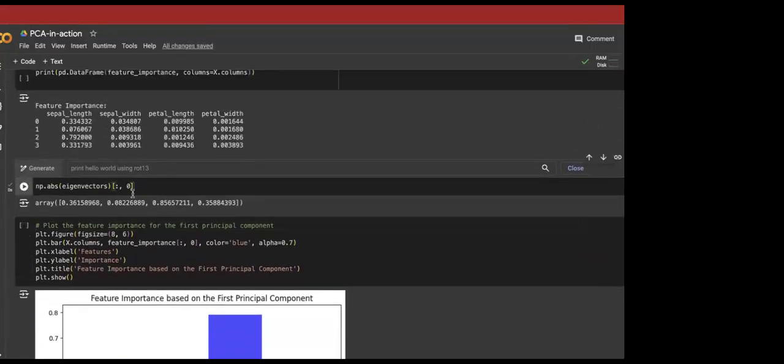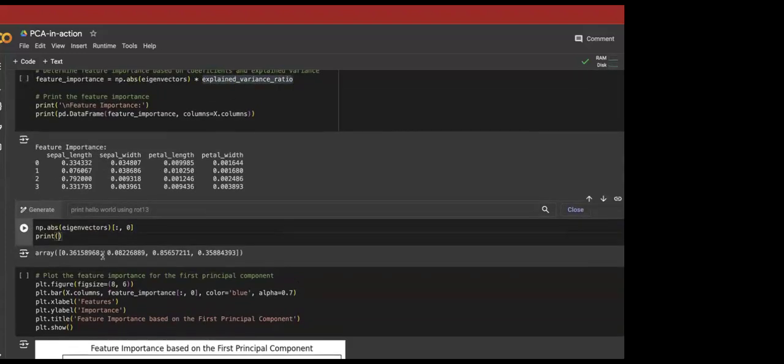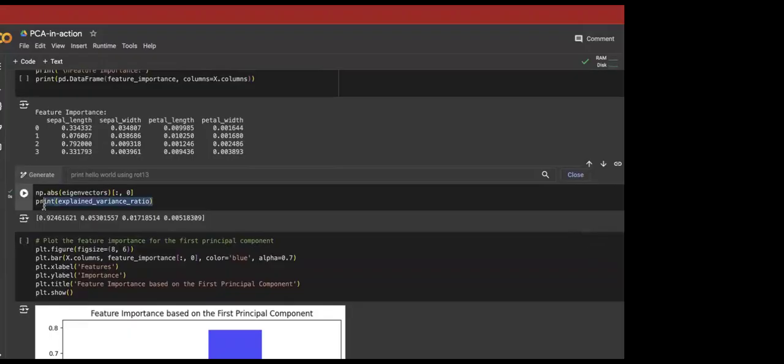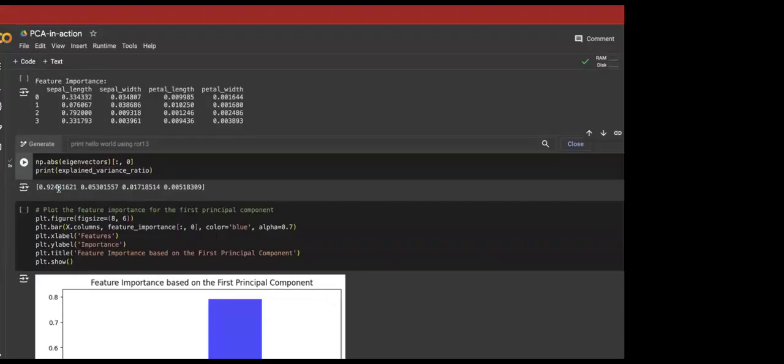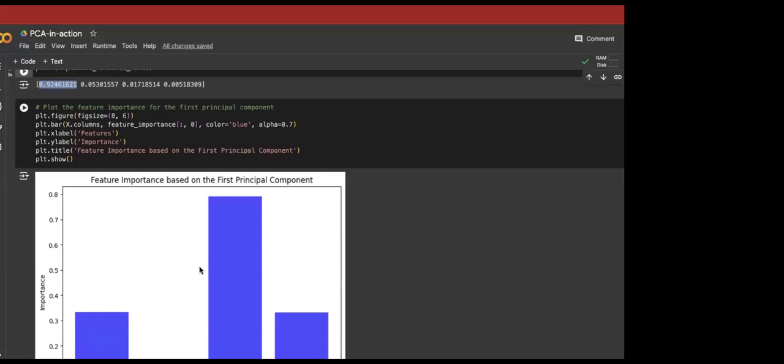And I have feature importance as this. First principal component is retaining 0.92. So what is happening is that the first principal component, as we know, was retaining 92% of the variance, as we had seen yesterday. This value of explained variance ratio is getting multiplied with every coefficient of the eigenvector, and that gives you the feature importance.